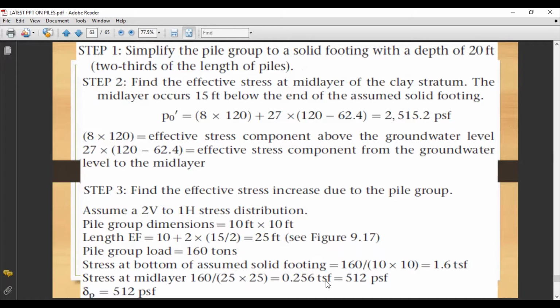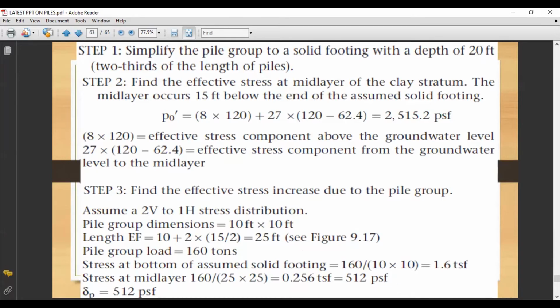Can somebody please quickly calculate what is 25 feet converted into meters? So 0.3, which is 7.5. How much is it? 7.5. Yeah, 7.5. Now what you need to do is 160 divided by 7.5 multiplied by 7.5. How much is it? I think it must be something like 51.2 tons per square feet.